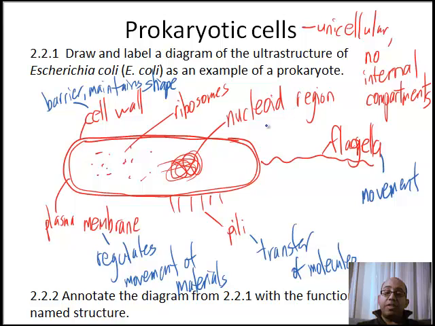The nucleoid region contains DNA, and this DNA has no proteins associated with it. And this is different than the eukaryotes, which you can learn in the next video, have proteins associated with their DNA. This DNA is considered free-floating.